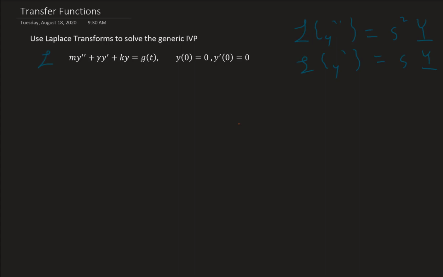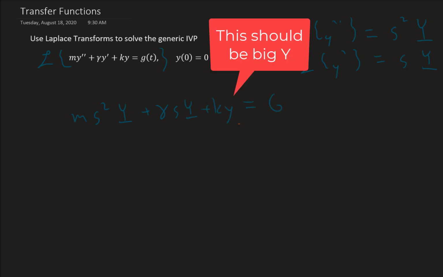Applying these formulas and taking the Laplace transform of both sides of our differential equation yields the result that ms squared times big Y plus gamma s times big Y plus ky should equal big G, where big G is the Laplace transform of little g. If we solve this expression for big Y, as in our previous examples, we can easily do so to obtain that Y is equal to G over ms squared plus gamma s plus k.